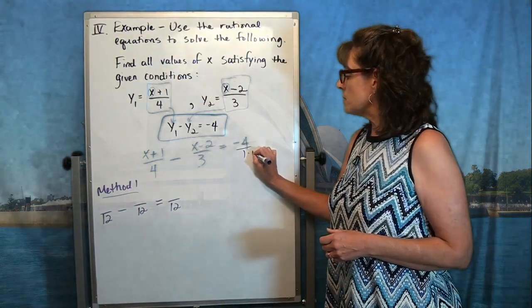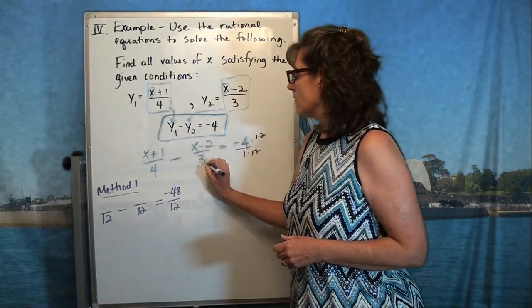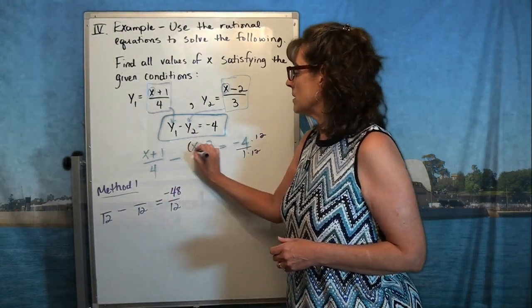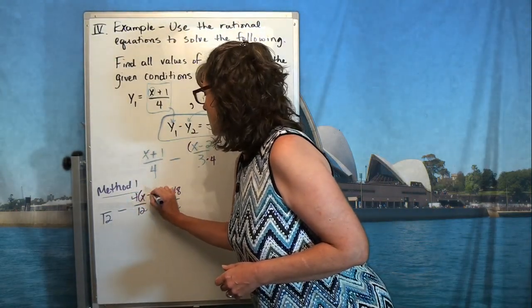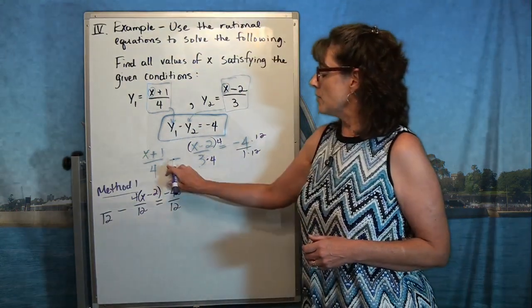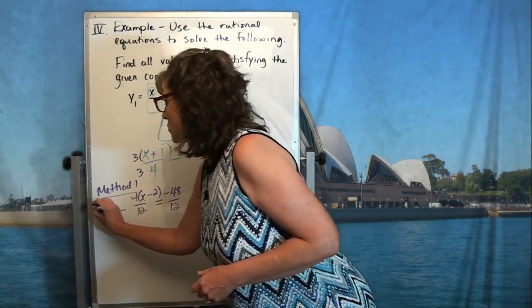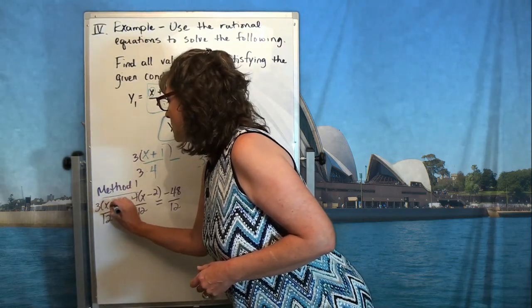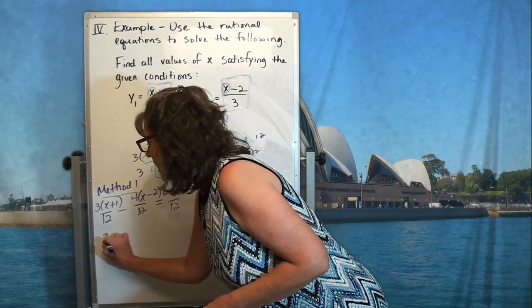And if I multiply this by 12, multiply my numerator by 12, giving me a negative 48. If I multiply this by 4 to get a 12, that means multiply this by 4, giving me 4 times x minus 2. And on this one, I need to multiply by 3. Multiplying my numerator by 3 would be 3 times x plus 1. And as we've discussed before, we can go ahead and distribute if we'd like to.